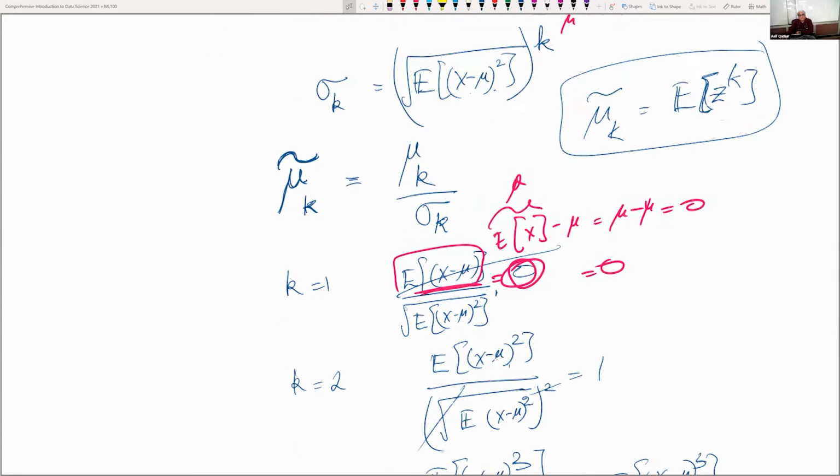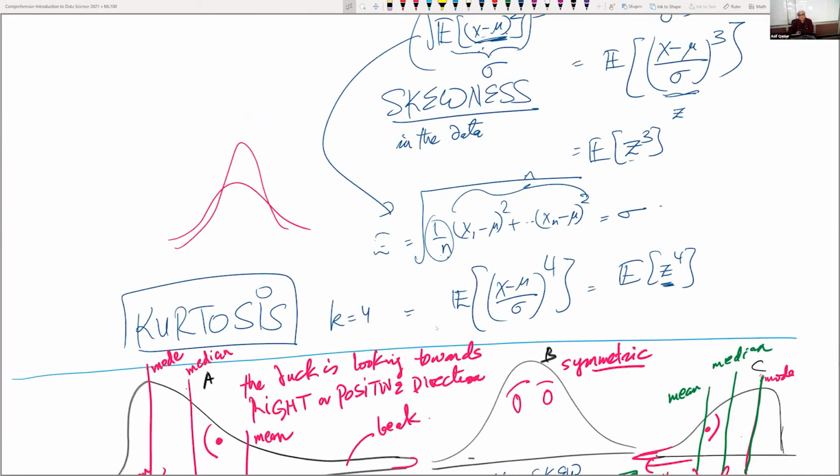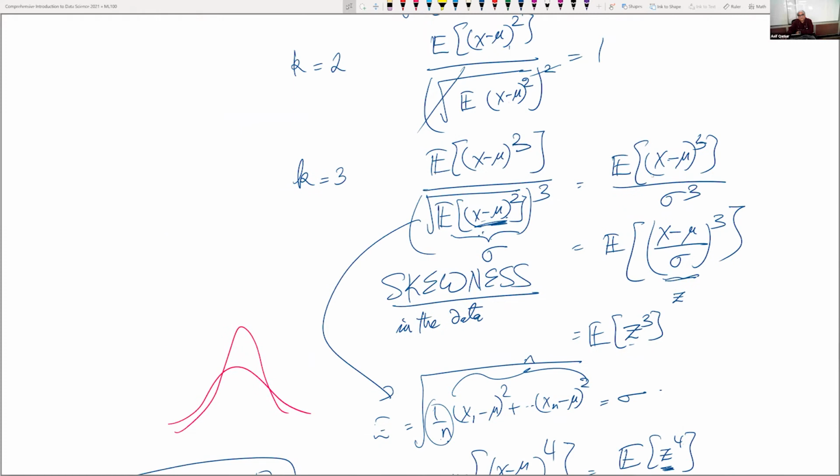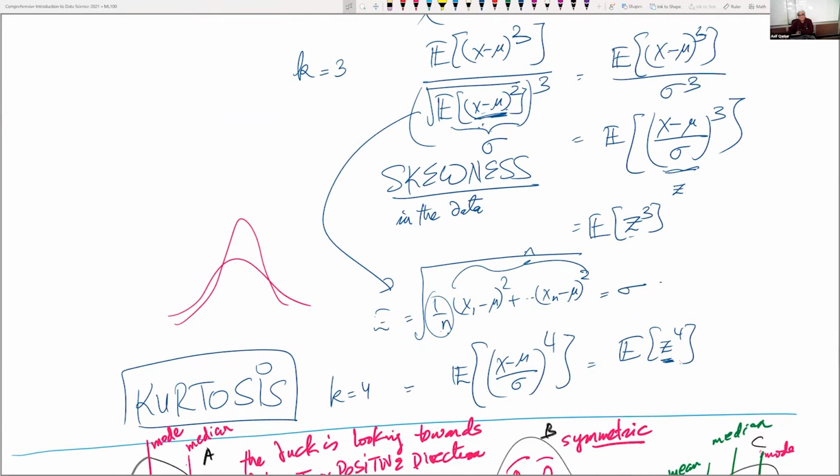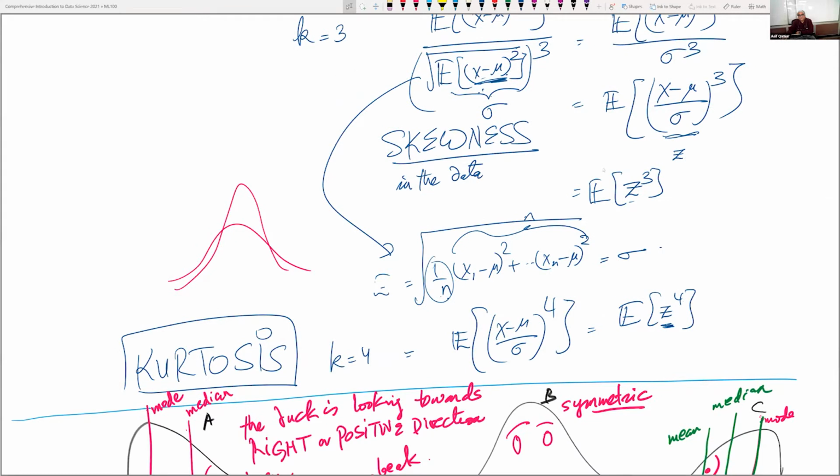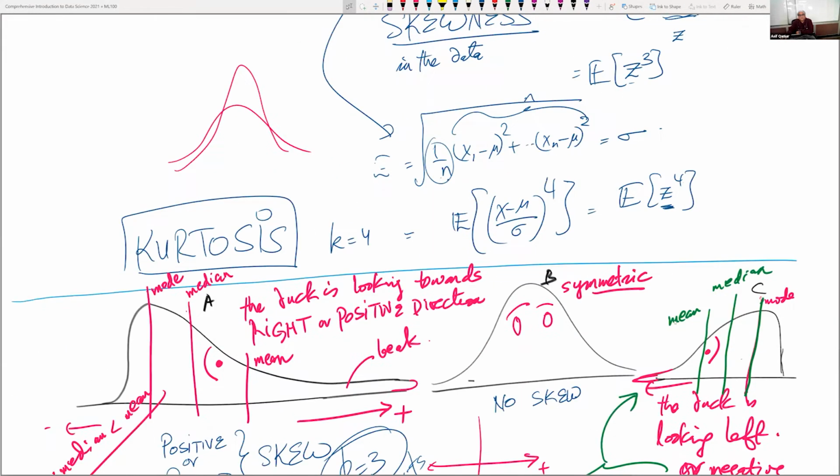So we went through a little derivation, which I'll skip, but the most important point is expectation. Do you notice that this is z? So the expectation value of z to the power 3 is the skewness, and of z to the power 4 is the kurtosis. These are measures of kurtosis and skewness. Now, what in the world is skewness?